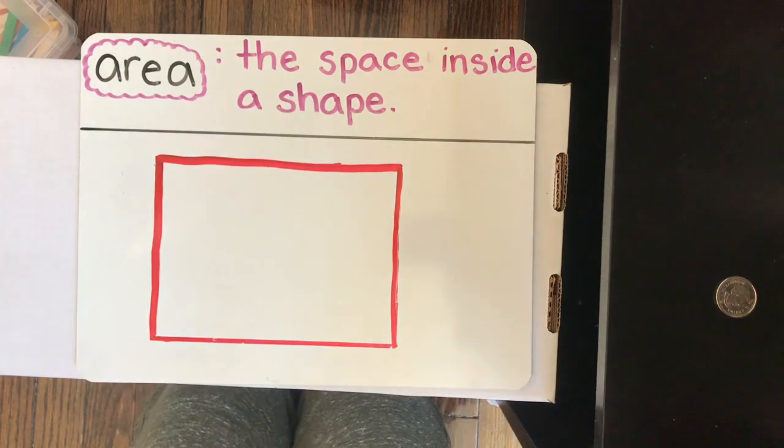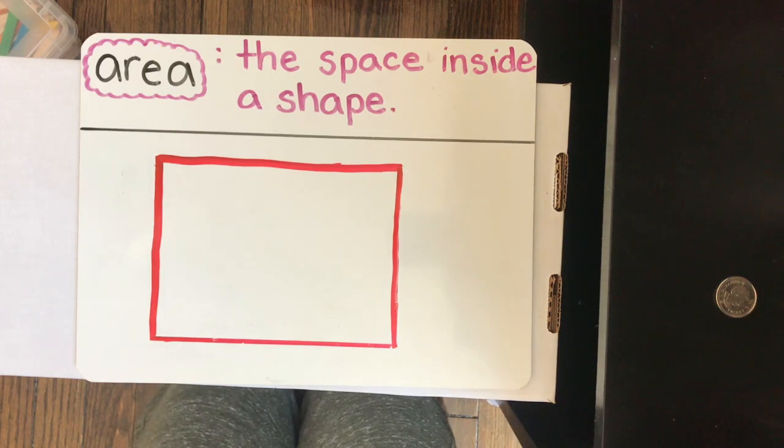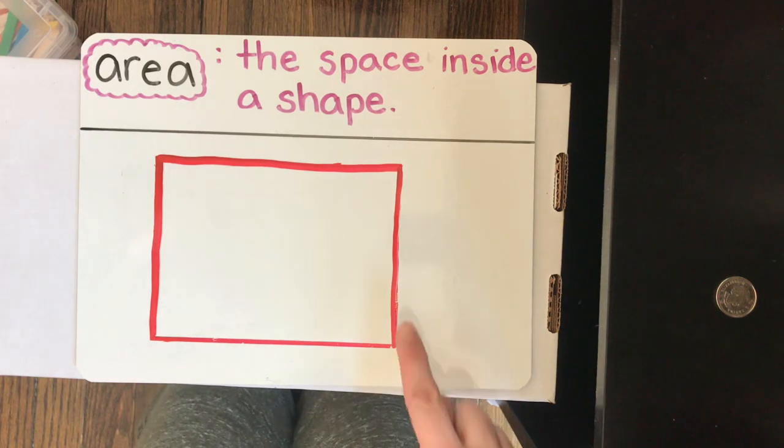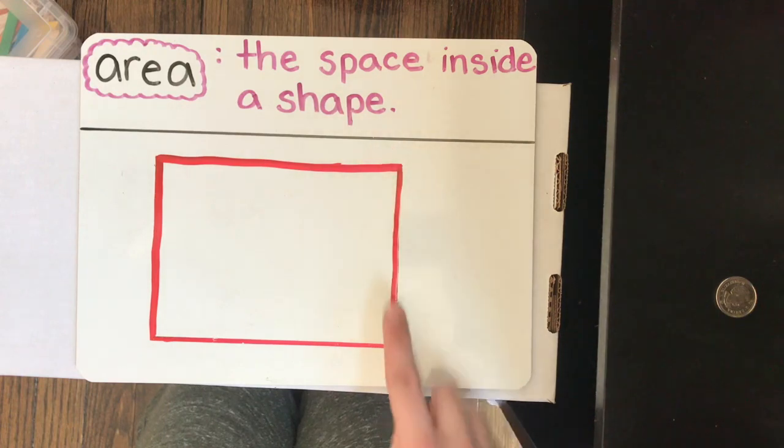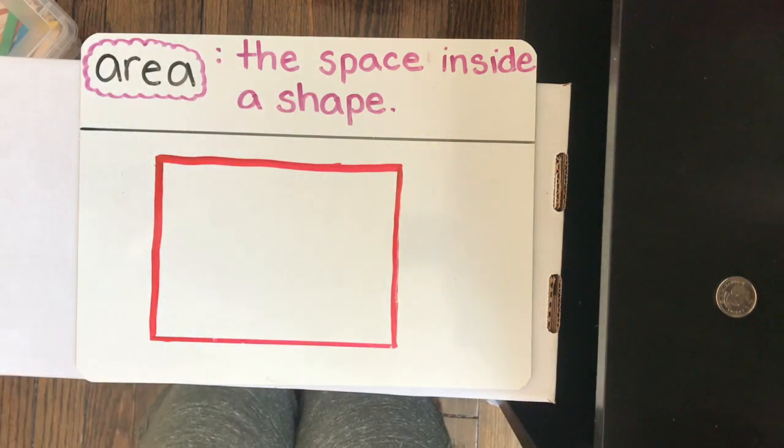First of all, where's the length of this shape? Can you point to where we would measure the length? Right here. Great job. So this would be where we would measure how long an object is. Where would I measure the height of my object? Can you point to where we would measure the height of my object? Here. Great job. Or on this side. Either side, how tall an object is.